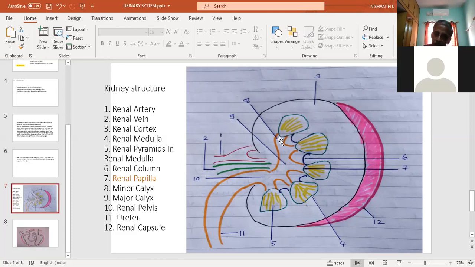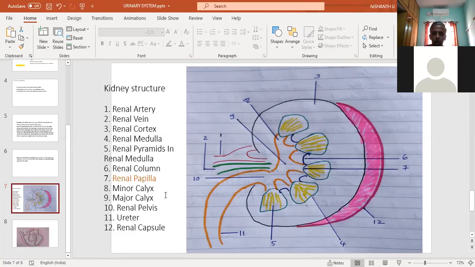So for this particular medulla, this is the minor calyx. For this medulla, this is the minor calyx. For this medulla, this is the minor calyx. Like that, every medulla will have its own minor calyx. And all these minor calyx, what will they do? Some 2 to 3 minor calyx will flow the urine into one particular area that we call the major calyx.